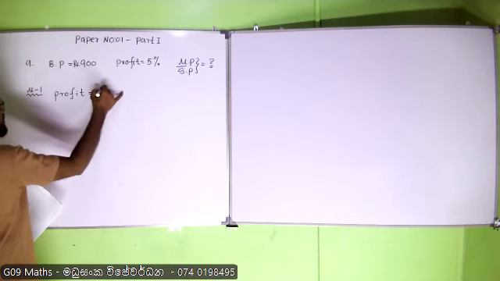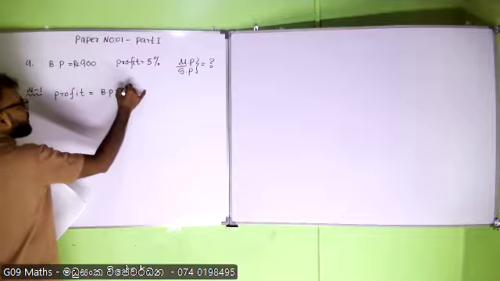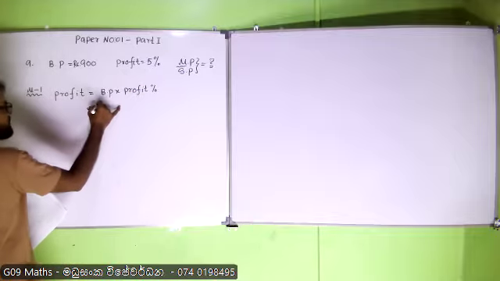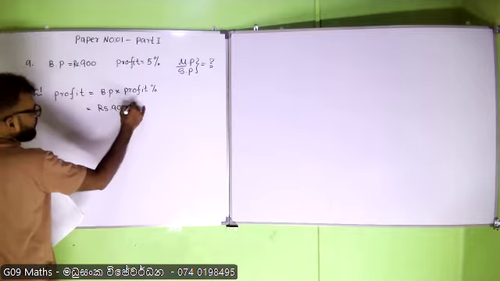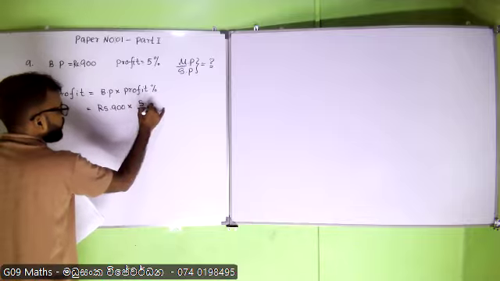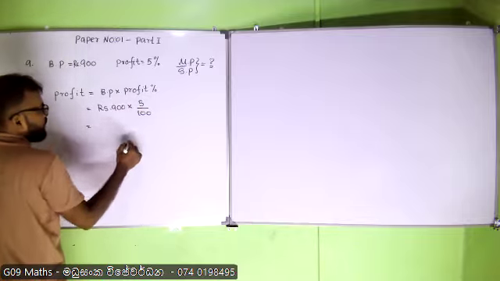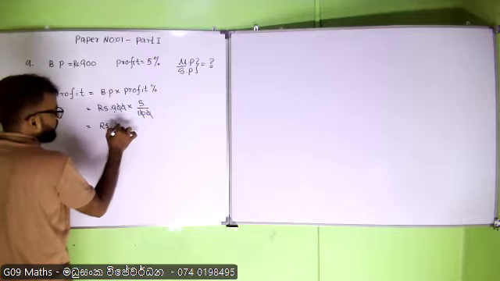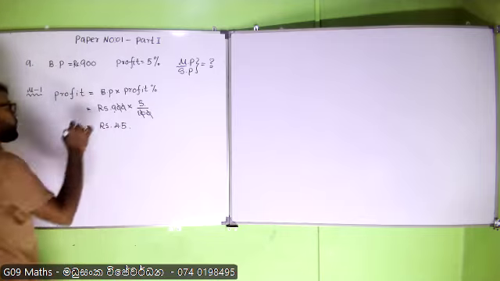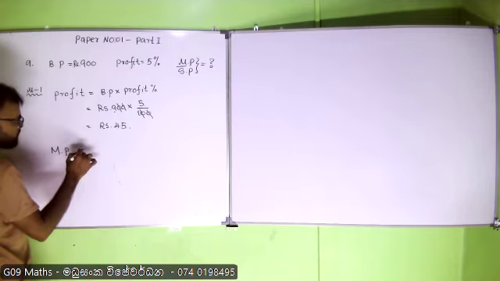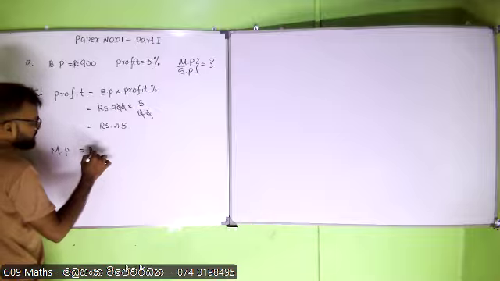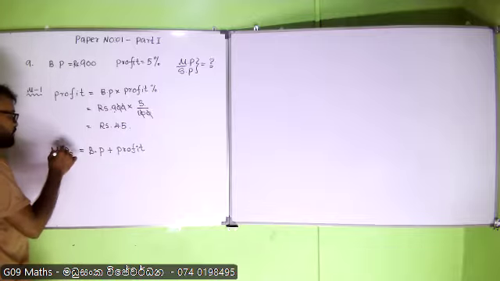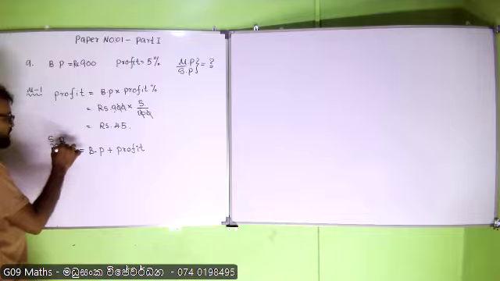First of all, you are going to find the profit. How? Buying price multiplied by profit percentage. Buying price is 900 rupees, multiplied by the 5% profit you are going to keep. 9 times 5 is 45, so you are going to keep 45 rupees. So how to calculate the mark price? Mark price equals buying price plus profit. That is how we decide the selling price or mark price.